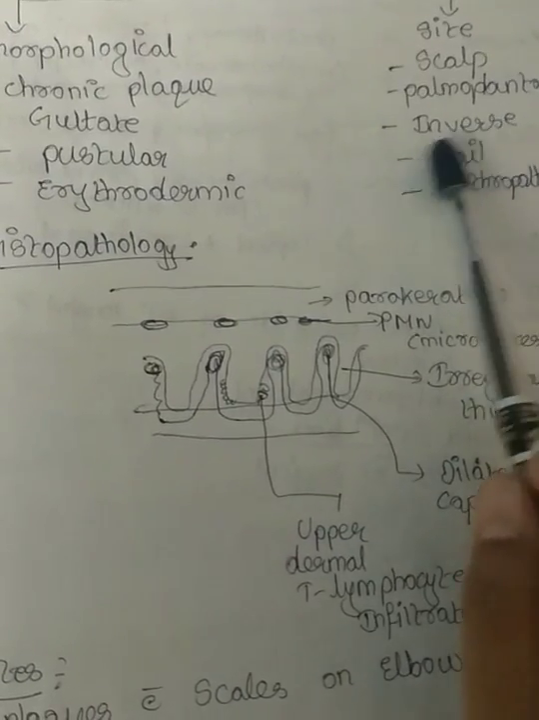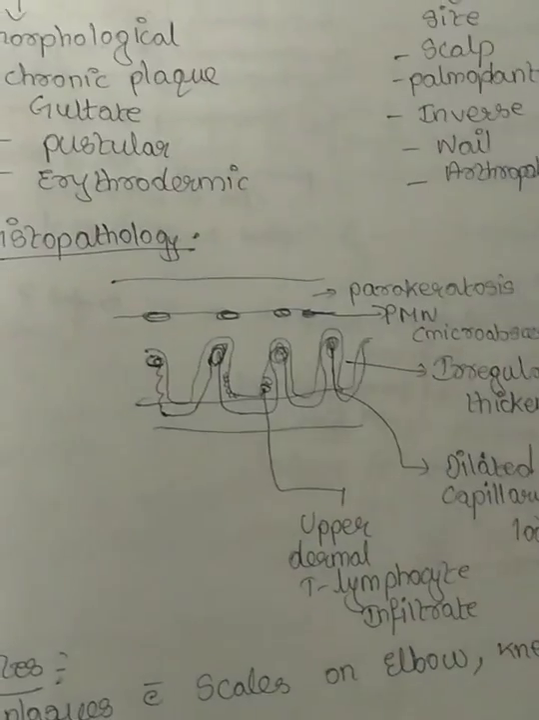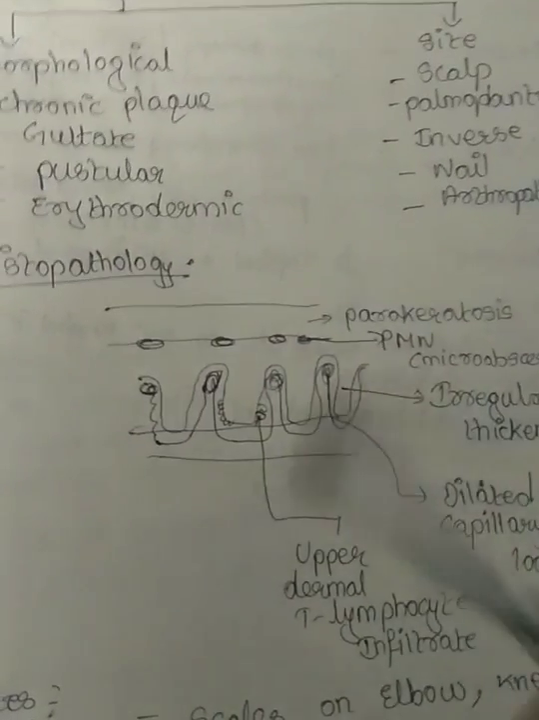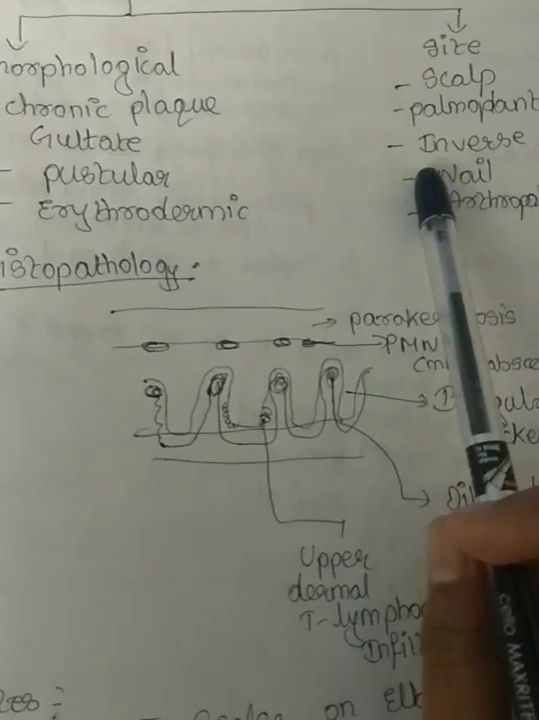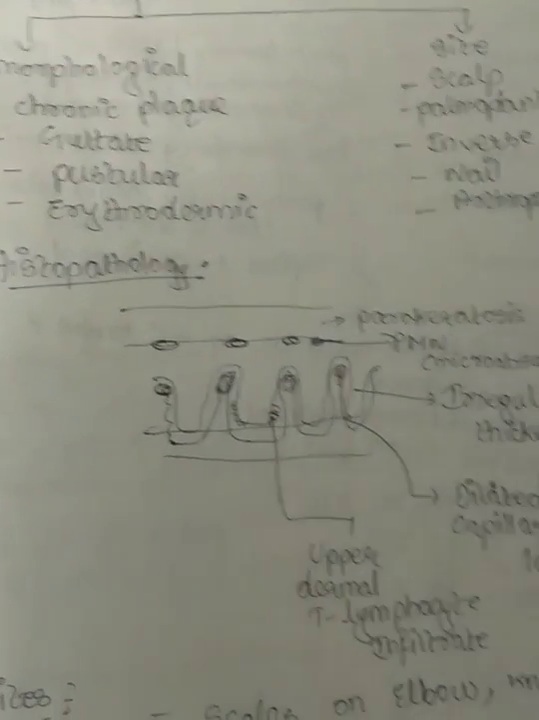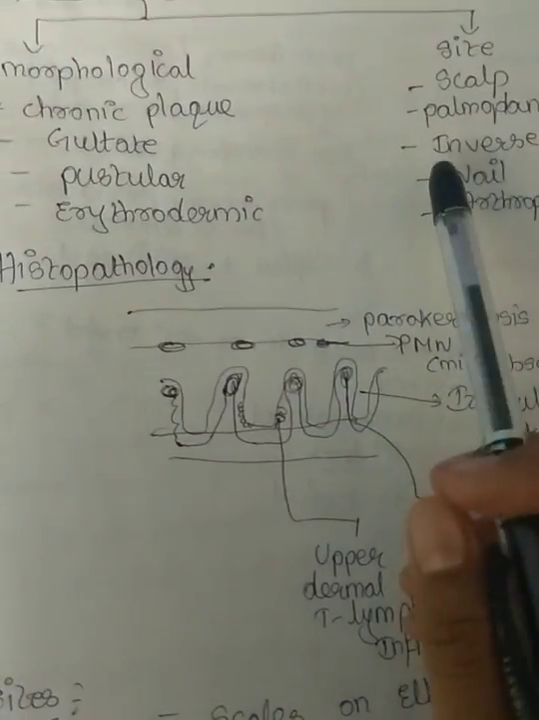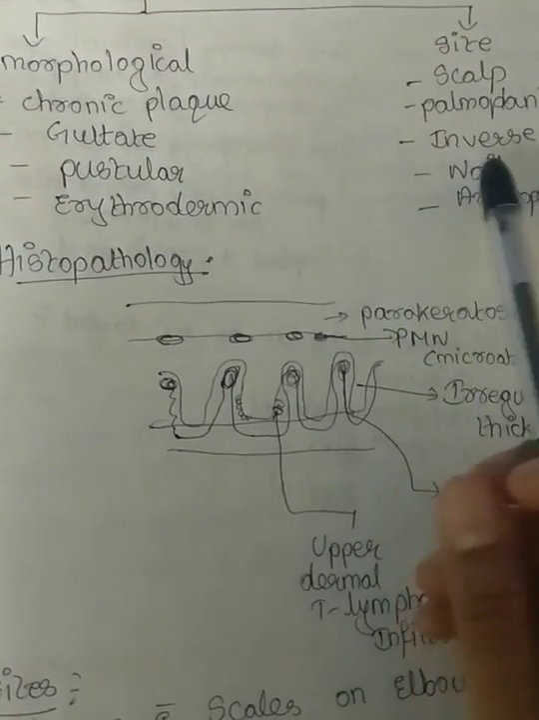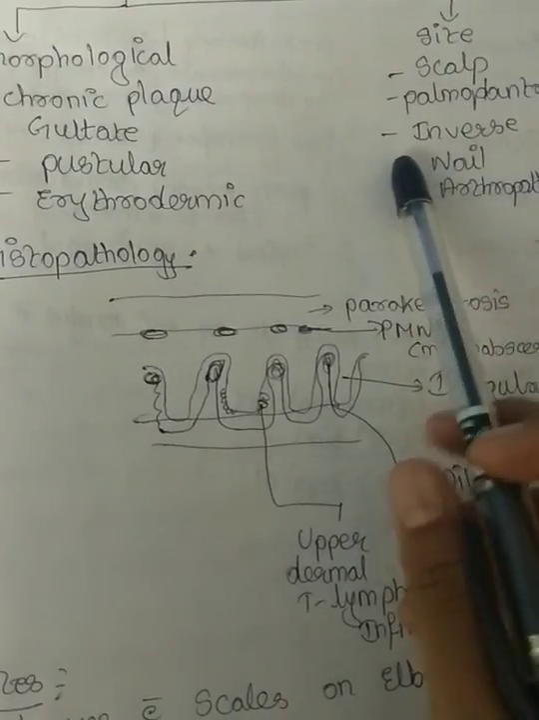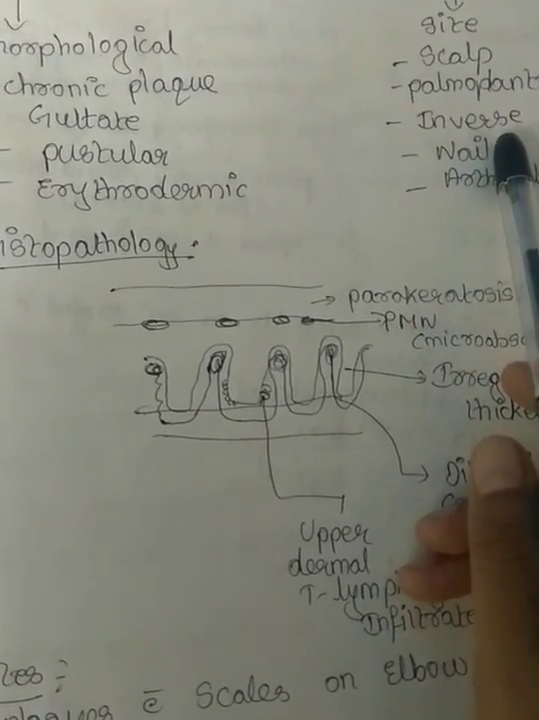Then next, based on site, scalp is the most common, followed by palmoplantar and inverse. Inverse, as the name itself suggests, is over the flexor and folded parts, like flexor surfaces, whether in the axilla, over the folds of the skin, in between the thighs, or behind the knee. Wherever the folding flexor part is, we can see the psoriatic condition.